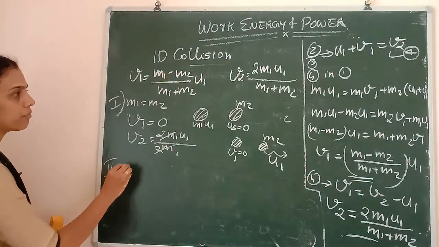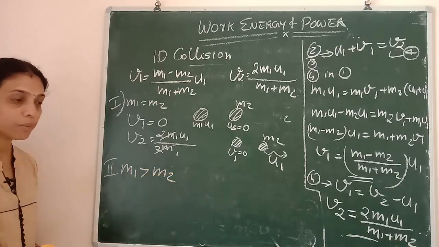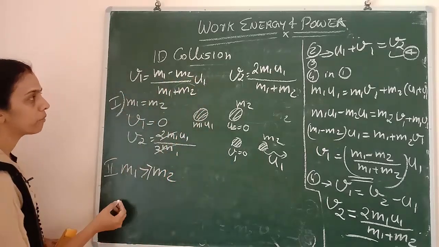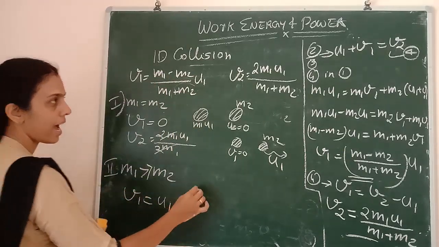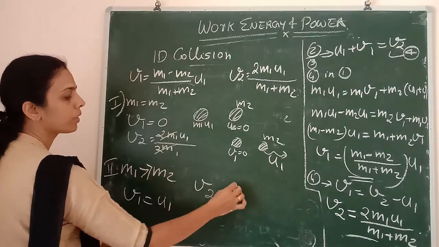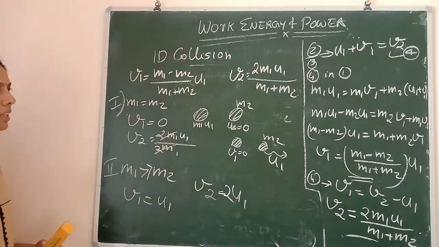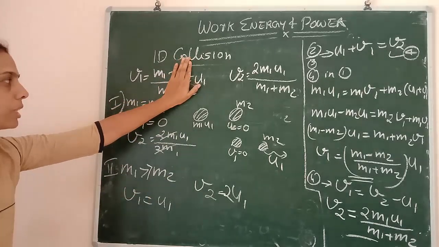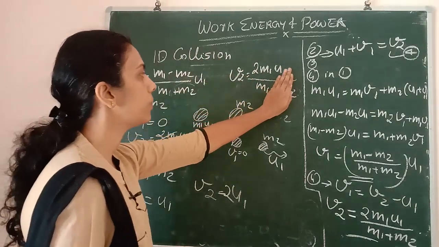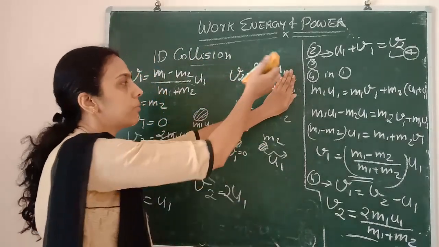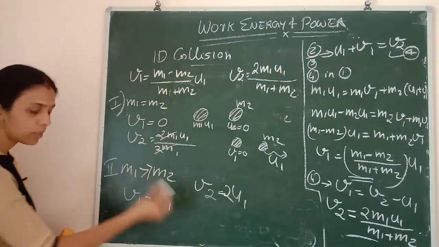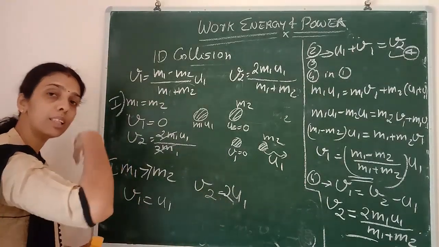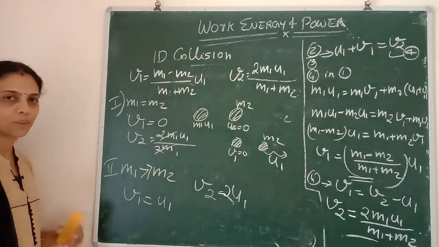Next we are going to consider if m1 is very much greater than m2. What will we consider? See, m2 is negligibly small, so we can neglect m2. What will happen? v1 will be equal to u1, and v2 will be equal to 2u1. Because m1 is very much greater than m2, we neglect m2. In v1, m1 by m1 gives v1 equal to u1, and in v2, m1 cancels, so v2 will be equal to 2u1. So after collision, the first one will continue with the same velocity, but the second one moves with double the velocity of the initial one. Okay, clear now?